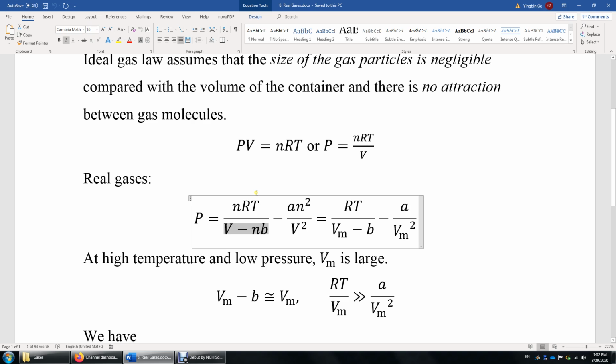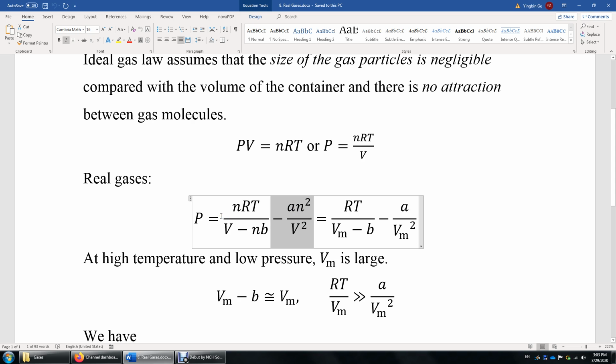Now let's look at this equation again for real gases. There's one more correction that includes parameter A. A stands for attraction. And it's a negative term. It's negative A n squared over V squared. Therefore, when attraction increases, pressure drops.